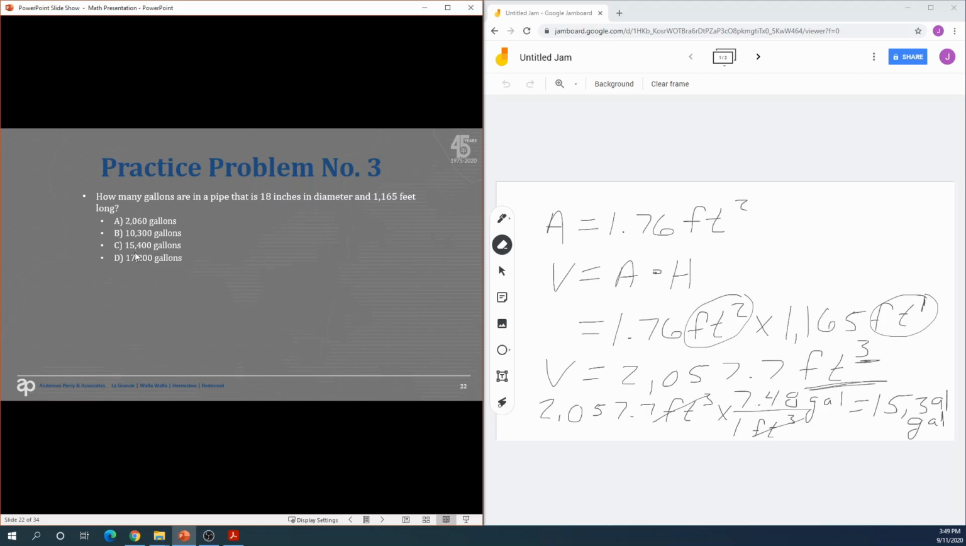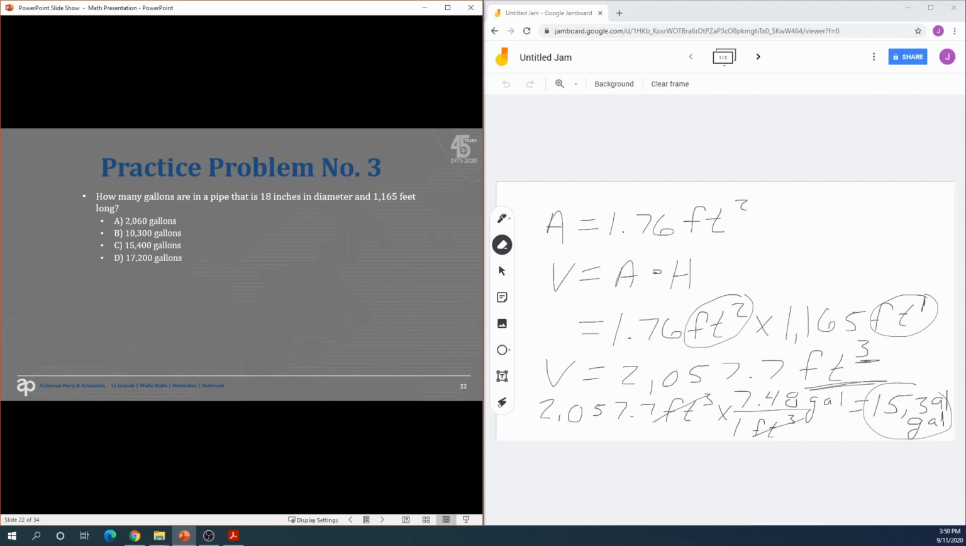Bear with me here. 15,391 gallons, if we round that up, is going to be C, 15,400 gallons. So this is another good time to talk about when we're tracking our exponents. We have feet cubed divided by feet cubed. They cancel each other out.